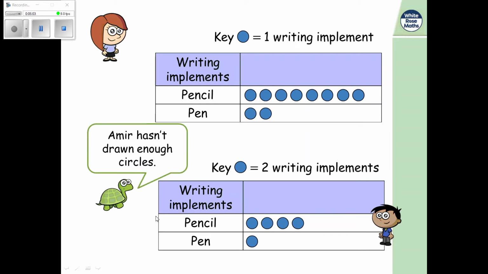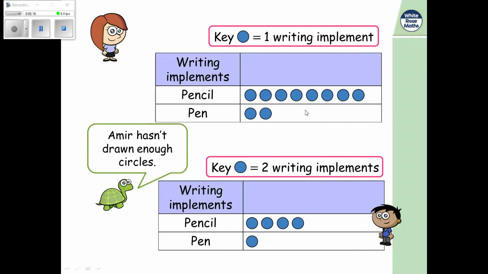So Amir hasn't drawn enough circles. Well, he has because they are counting in 2s here. So that's really important to remember. So this is 1 implement and this is 2. So that is why there are different amounts of circles, because these are equal to 2 each and here they are only equal to 1.